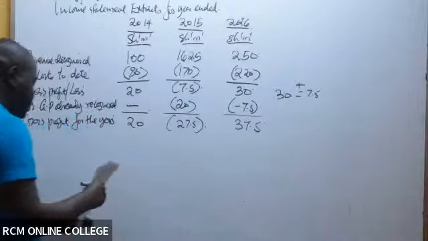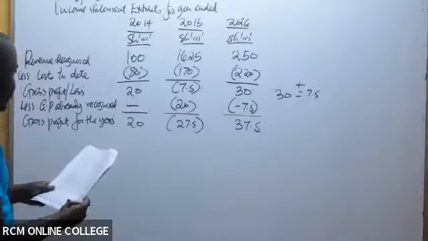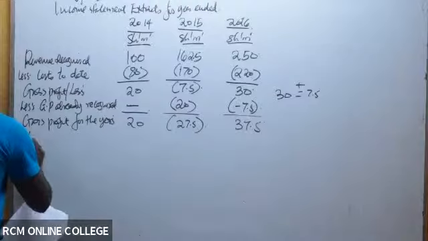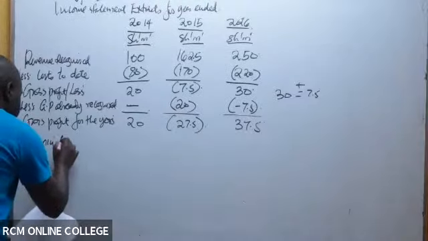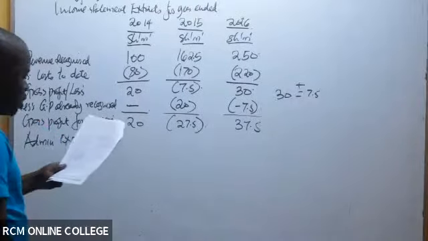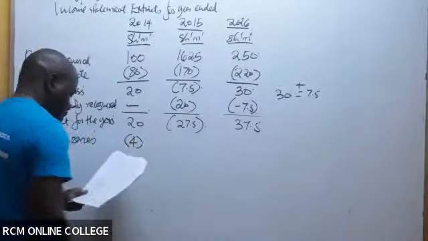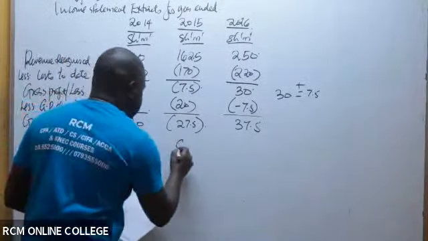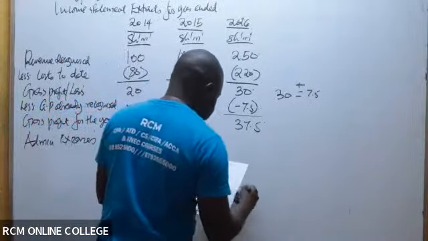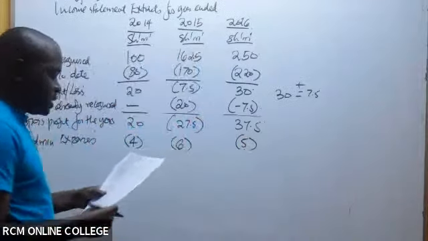Then we've been told there were some admin expenses incurred in the question. The last item in the table is the admin expenses, so you less the admin expenses. The admin expenses for the first year, 2014, was actually 4 million. For the second year, it was 6 million. And for the final year, it was actually 5 million.